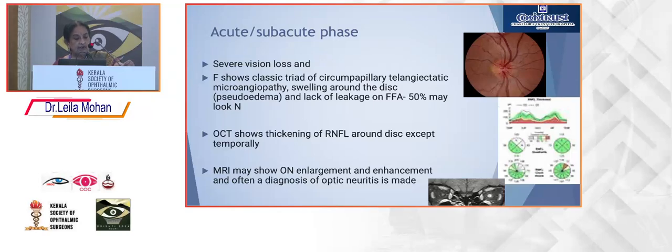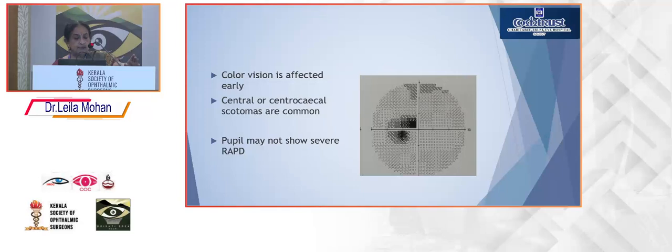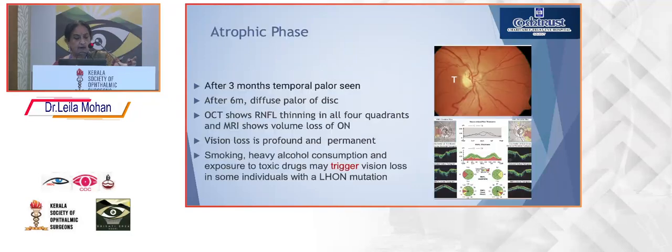With the lack of leakage in FFA, 50% may look normal also, and OCT shows RNFL thickening around the disc except temporally. MRI may show an optic nerve enlargement but may be normal, and so we may make a diagnosis of optic neuritis. Often it is the same picture as optic neuritis: color vision may be affected, central or centrocecal scotomas, and the pupil may not show a big RAPD.